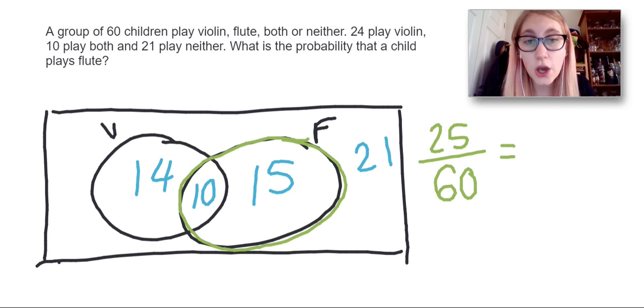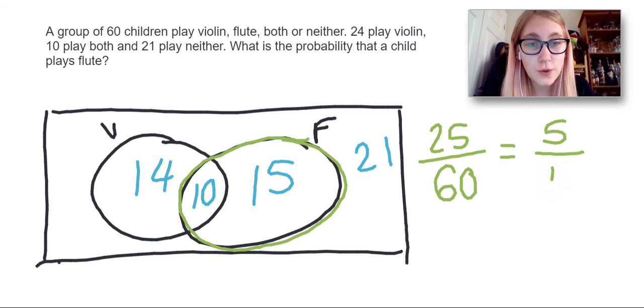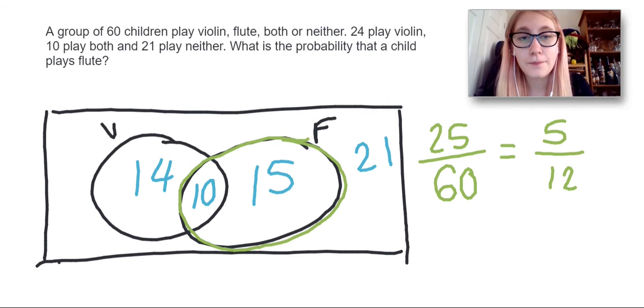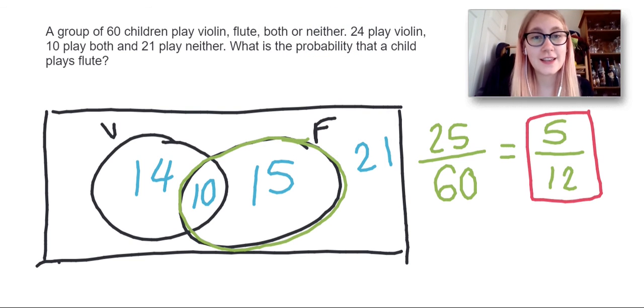Then we just simplify this, so I can see that I can divide the top and the bottom by 5, and I get 5 over 12. So that's our solution. There's a probability of 5/12 that a certain child picked from this 60 plays the flute.